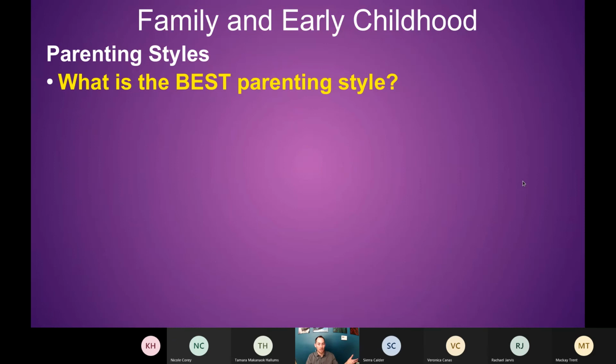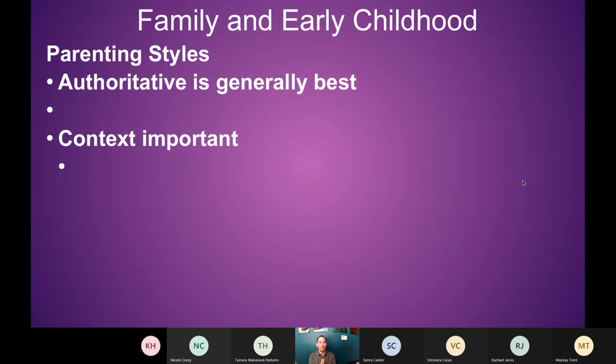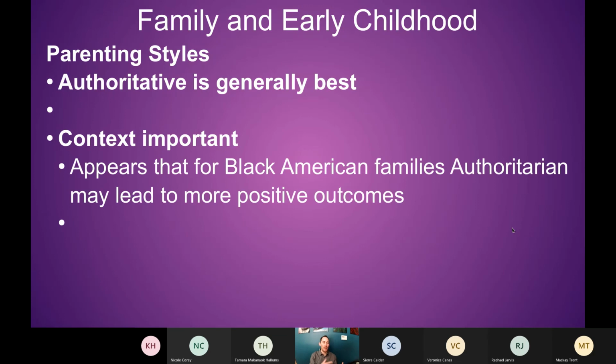So I've kind of answered this question a couple times throughout the lecture today. But with that being said, while authoritative style is generally seen as the best, a lot of this research originally was with white middle-class families, which is kind of a small group when you compare all the people in the world. So context is important. There are some specific groups that it does seem other parenting styles are not as big of a risk factor for, or maybe even a protective factor for. So as an example, it appears that for Black American families, authoritarian parenting might have more positive outcomes. So it might not be a risk factor for many Black American families or Black American children.